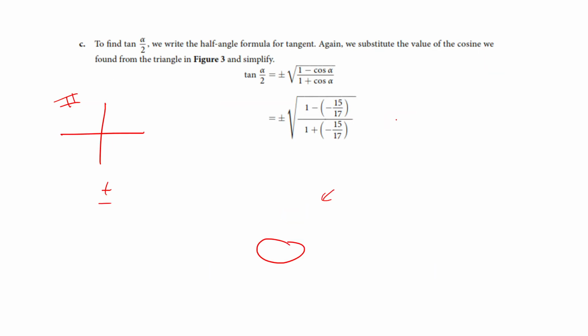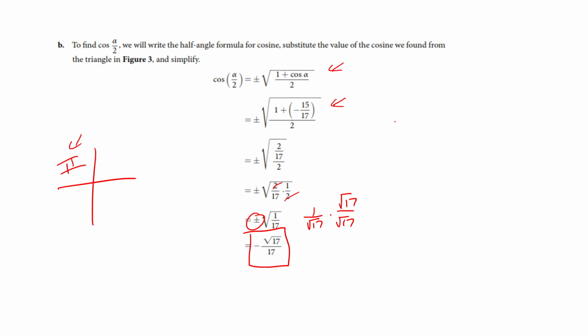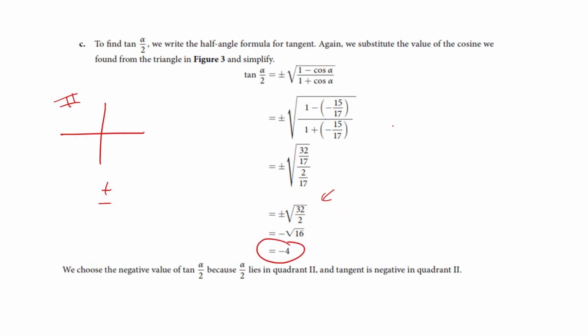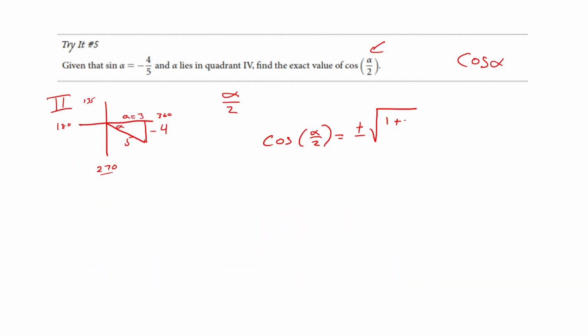Sorry, I think that was plus, wasn't it? Okay, so here's my formula. Now, the reason I worried about this original triangle with the alpha is because that's what's going to give me the cosine. Now, here's our triangle. This is alpha. The cosine in this triangle is adjacent over hypotenuse. It is 3 over 5.